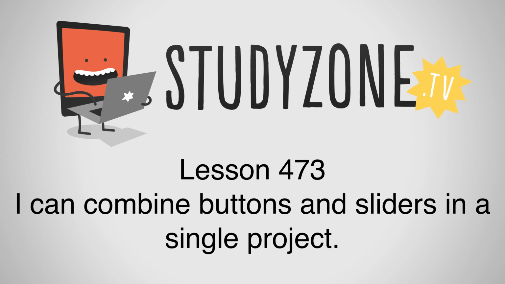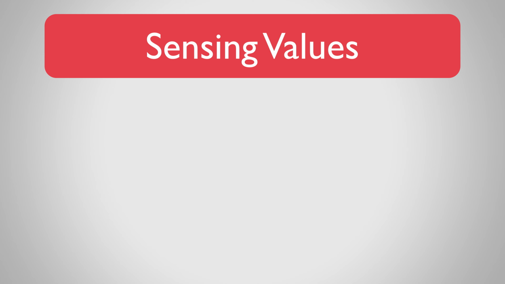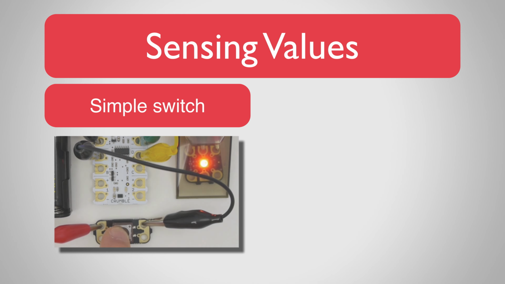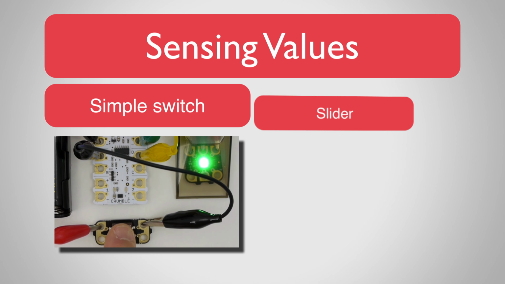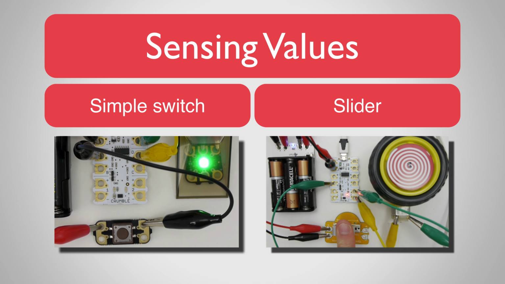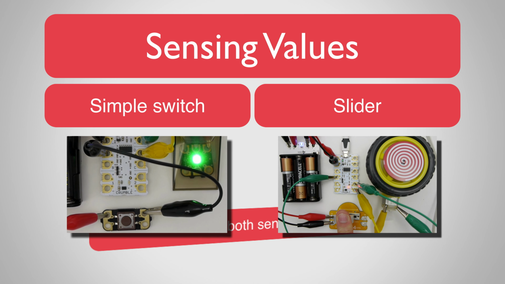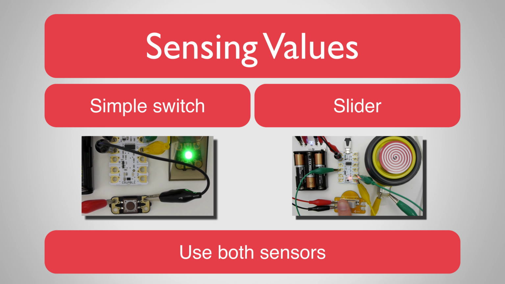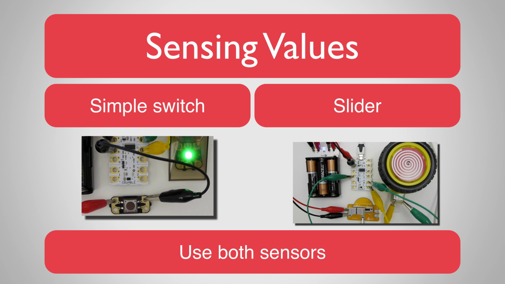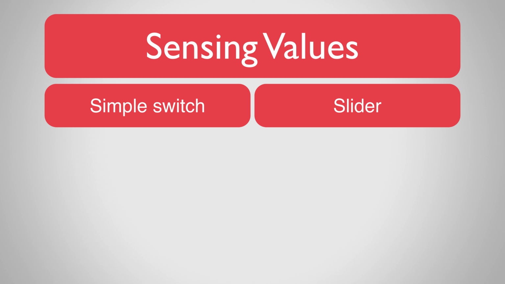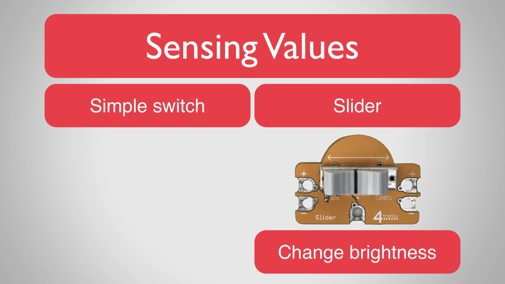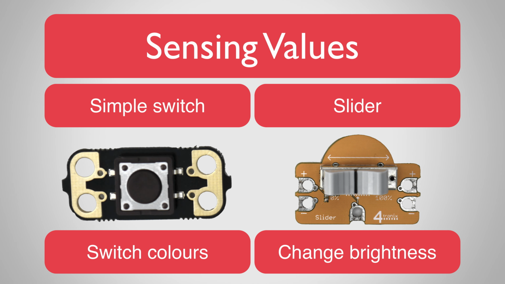We've already seen how we can sense values using our crumble, for example by using a simple switch with if-else statements, or by taking the analog value from a slider for example, and using this to change the speed of a motor or the colour of a sparkle. Now let's see if we can combine these skills so we make use of push buttons and sliders within a single project. I'd like to create a project where I can use a slider to change the brightness of my sparkle, but use a push button to switch between red and blue.